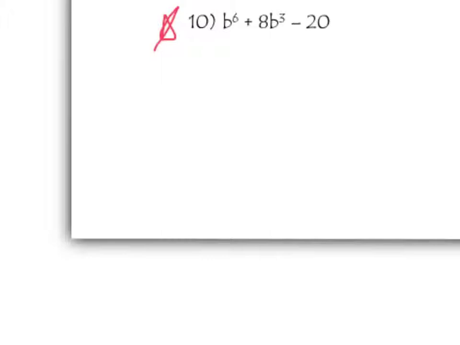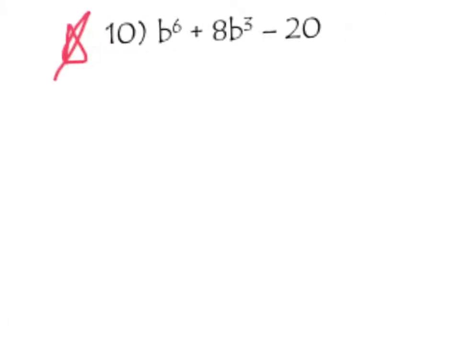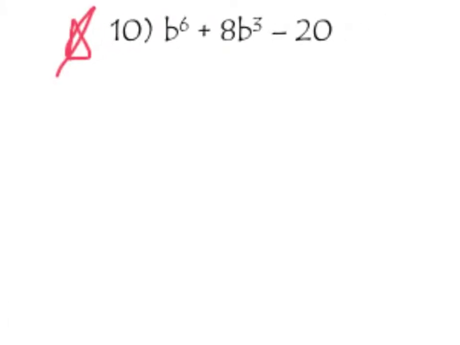The next problem we identified was number 10, and so what we want are two numbers that multiply to give us negative 20 and add to give us 8. So we write our table and we look for two numbers. To multiply to get a negative number, they need to be a positive and a negative, and to add to give us a positive number, then the positive would have to be larger.